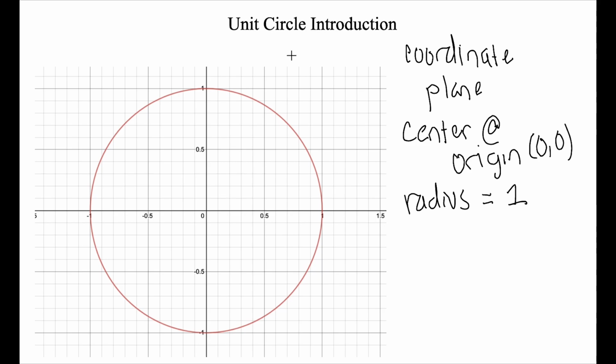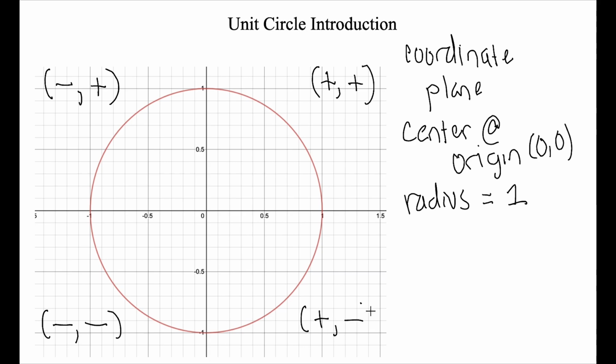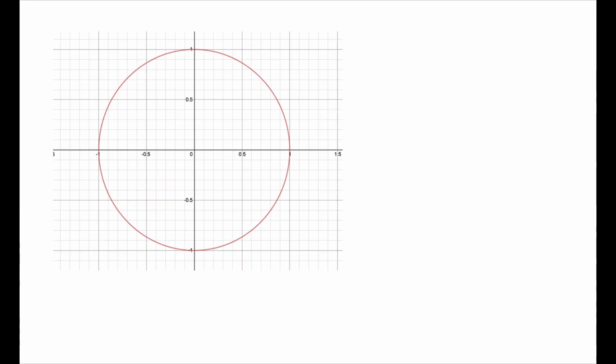So as a review, the signs in quadrant 1, x is positive and y is positive. In quadrant 2, your x is negative and your y is positive. In quadrant 3, x and y are both negative, and in quadrant 4, your x is positive and your y is negative. So knowing those signs is going to help us figure out sine, cosine, and tangent of each angle depending on which quadrant that angle sits in.